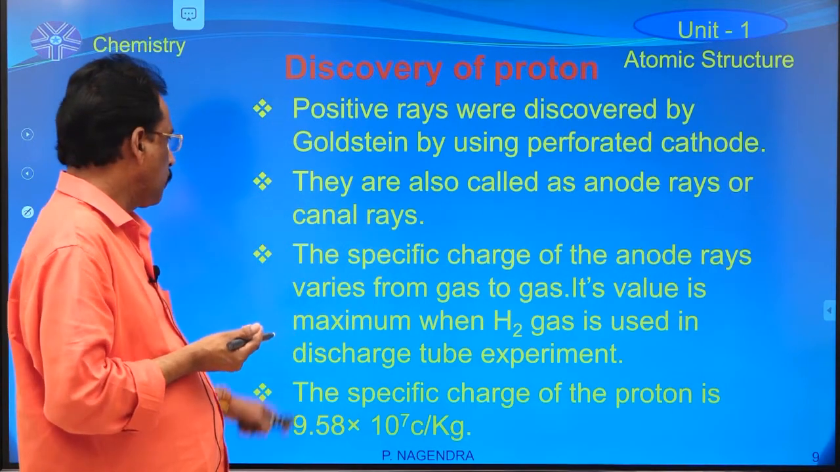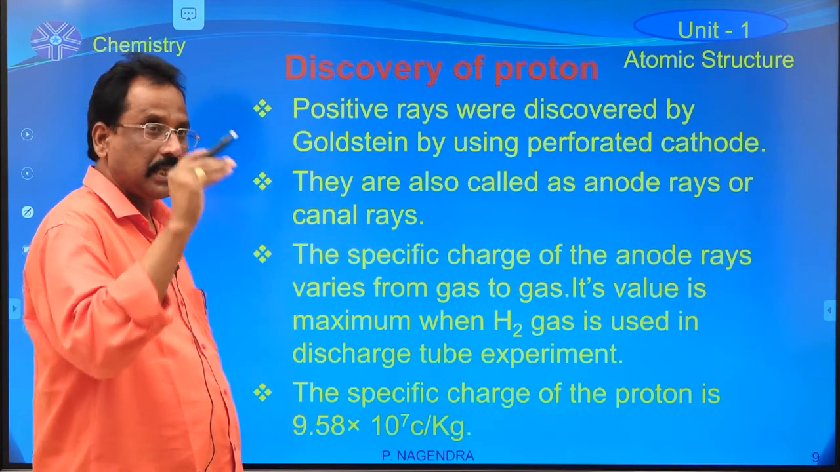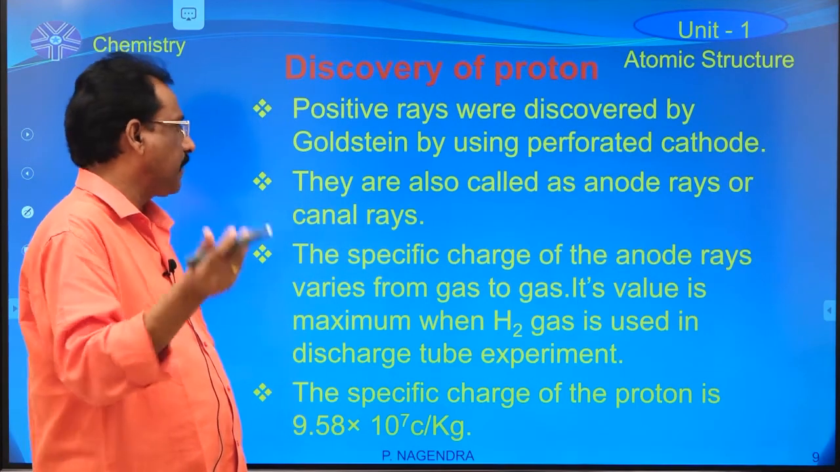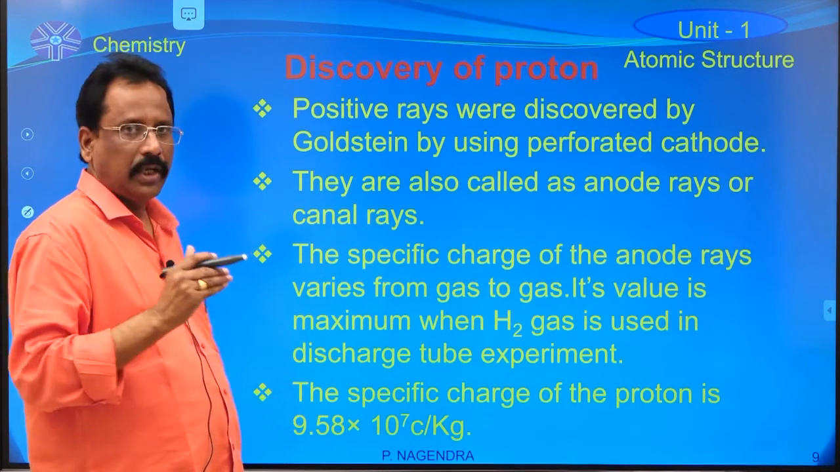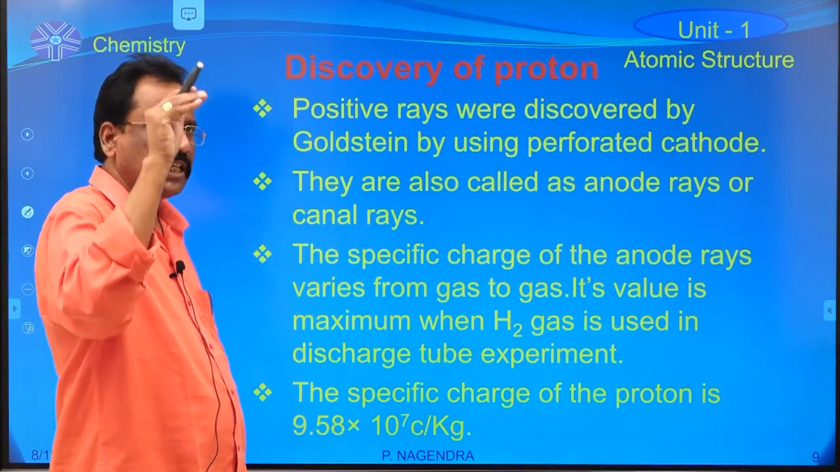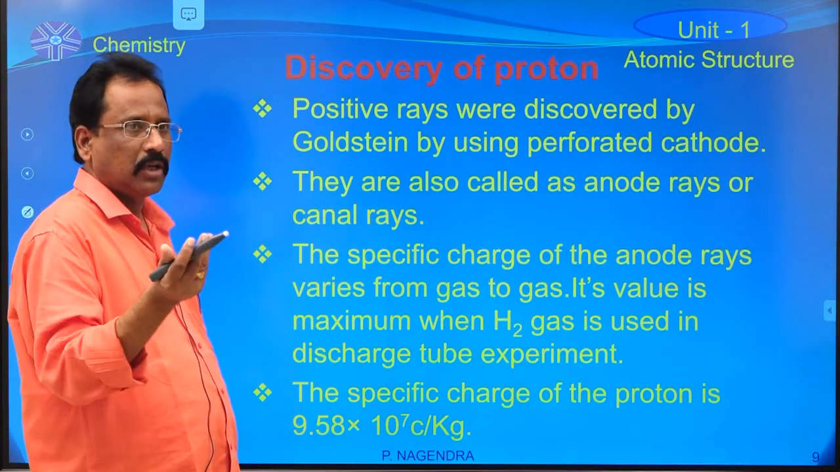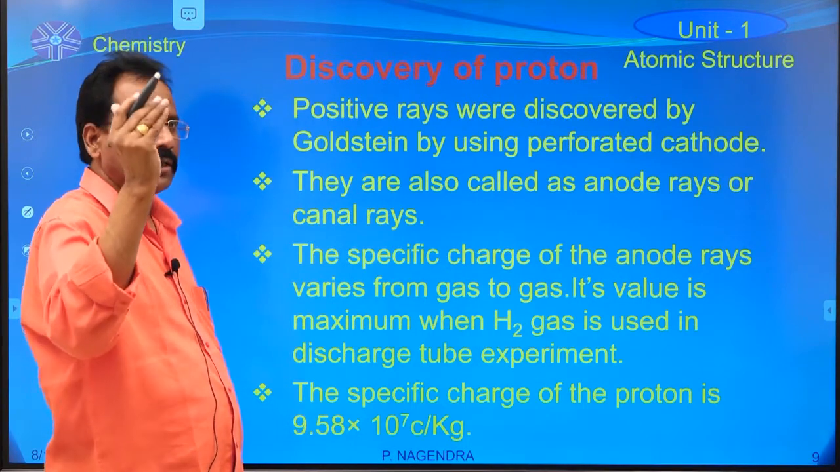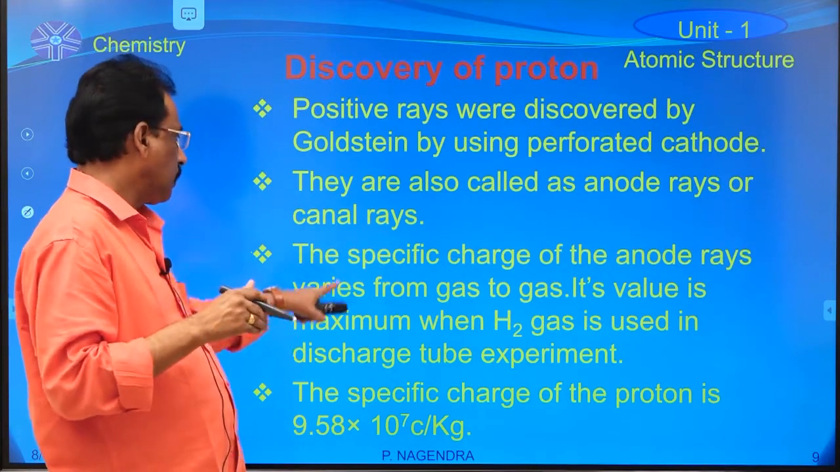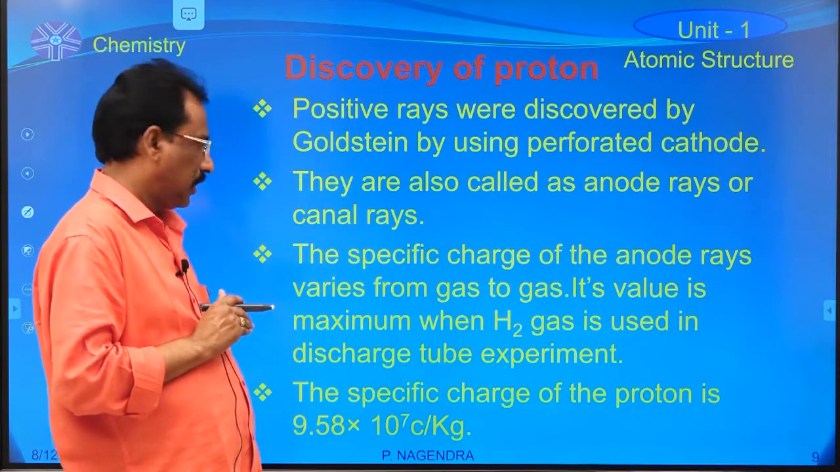That is why he used only hydrogen gas containing H plus ions. It is the lighter mass. At the same time, H plus ion contains only one proton, so its mass is very less when compared to He plus ion containing two protons. When compared with one proton mass, two proton mass is more. That is why the specific charge of the helium ion is less. So, he used only hydrogen gas to discover the fundamental particle proton.